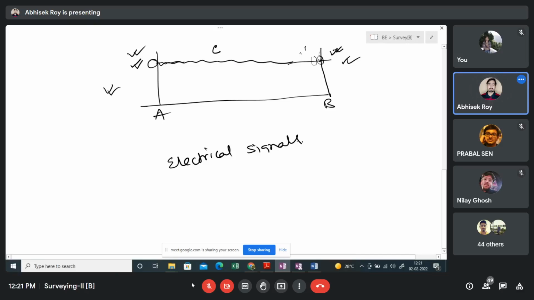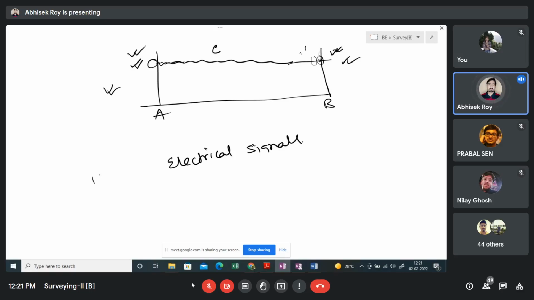Now, basically this system developed after the use and evolution of radar technology, which was developed in the period 1939 to 45. However, this was initially used only for defense purposes. Later on, we started using it in surveying also.